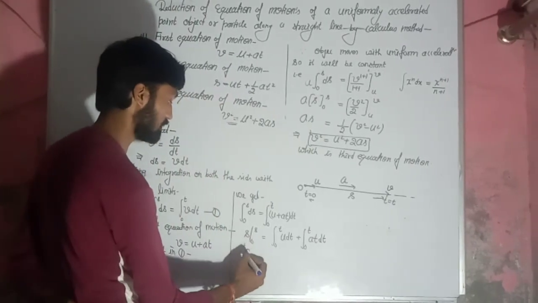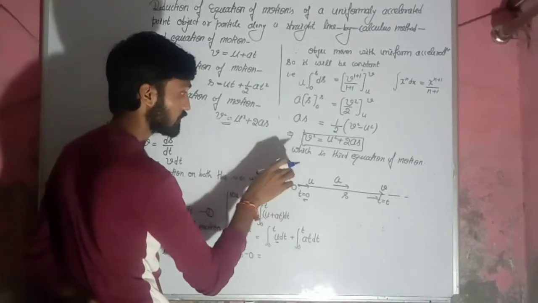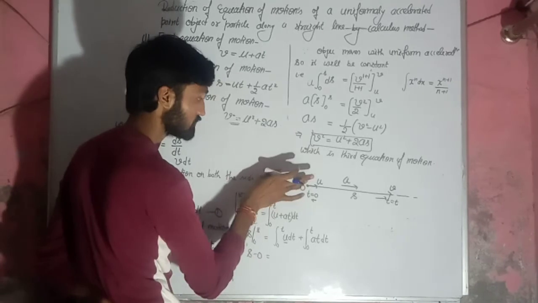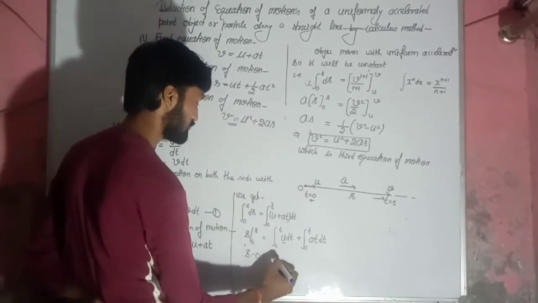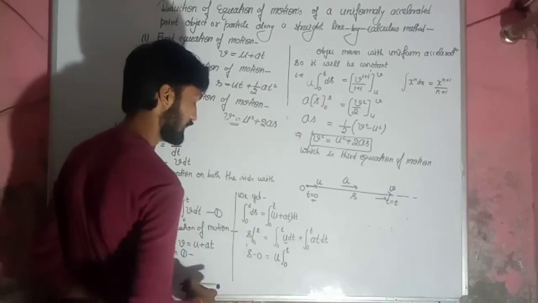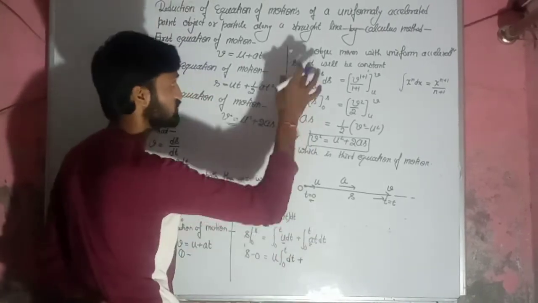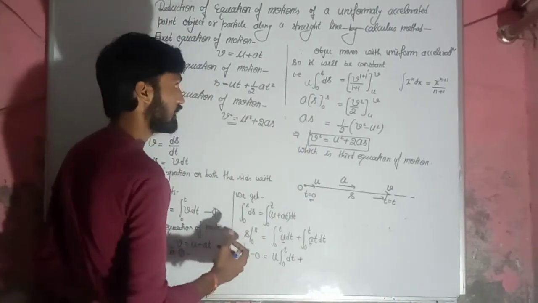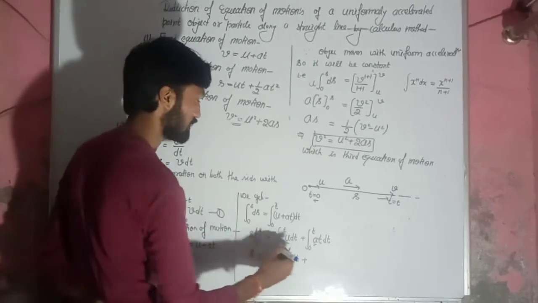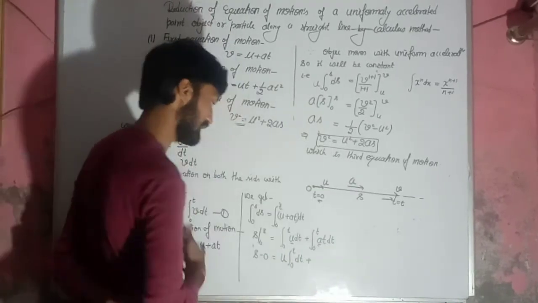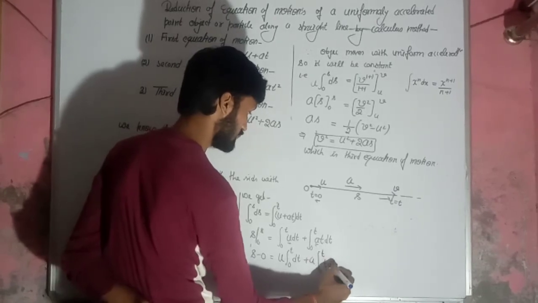And this will be s minus 0 equals to u, which is constant because it is defined at the point t equals to 0. So it comes out of the integration, varying from 0 to t dt, plus a is also a constant, so it can be taken out of the integration, and we take the integration from 0 to t of t dt.